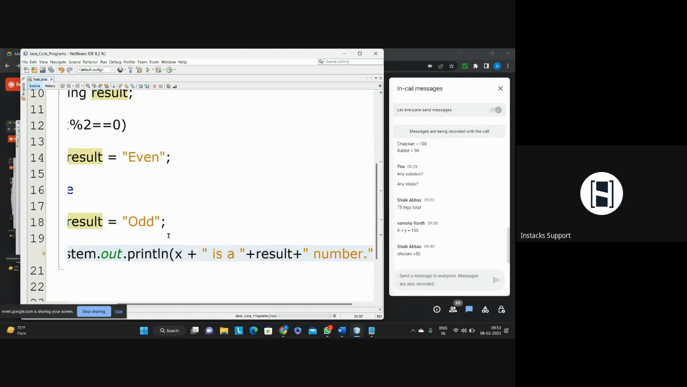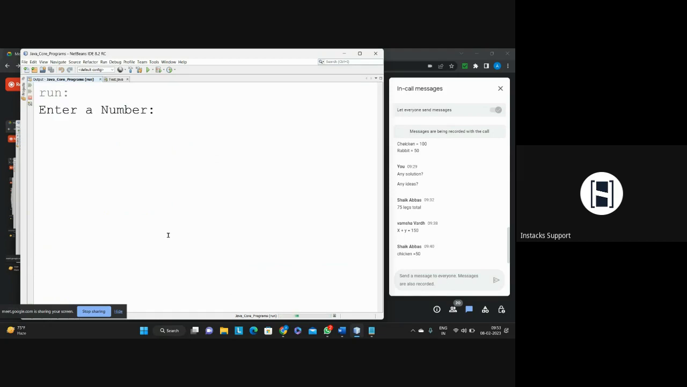Now let us run this program. When I execute the program, first thing it is going to ask me is to enter the number. I'm going to give the number as 45. When I divide 45 by 2, I am going to get a remainder. The remainder is going to be 1. So the condition is going to fail for us. When the condition fails, see where it is going? It is going to the else block.